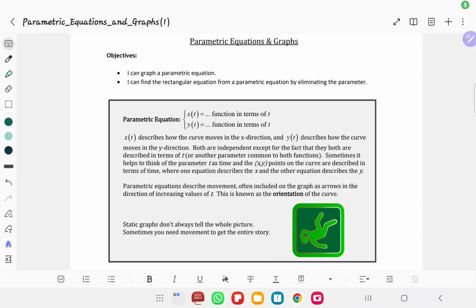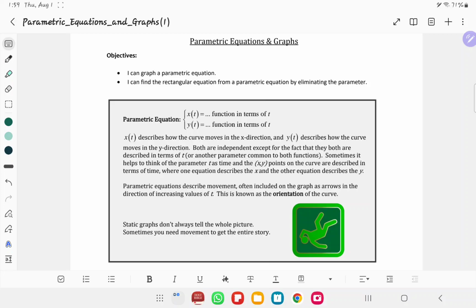Hey everyone, just a quick video here to talk about parametric equations and graphs. And what we're going to do is start to take a look at parametric equations, what they look like, and then do a few things with them.